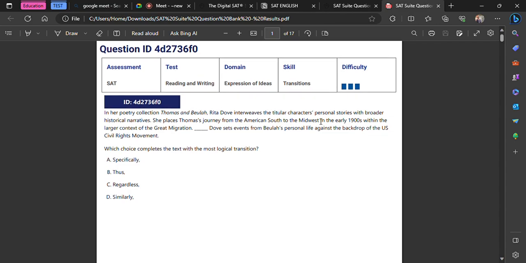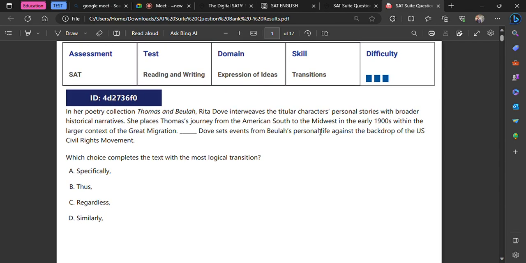Alright, so here we go with transition questions with extreme level difficulty, which is a level 3 difficulty, and this is the maximum level of difficulty you can expect on the digital SAT transition questions. So, Hamza, can you please read out the question loud?